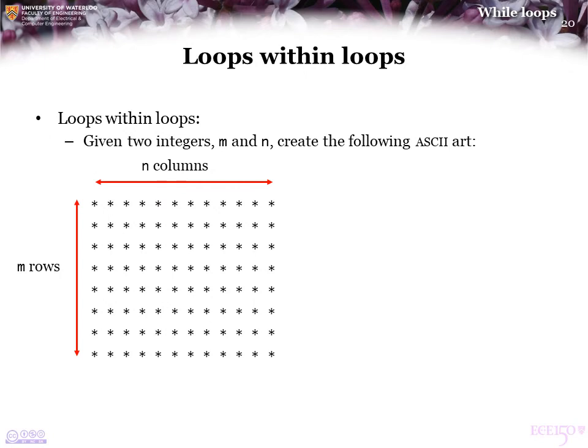Now we're going to go a little bit further than just a single loop. We're now going to look at having a loop within a loop. So, given two integers m and n, we will create the following ASCII art. Essentially, what we're doing here is displaying the entries of an m by n matrix, where each entry of that matrix will be shown with an asterisk.